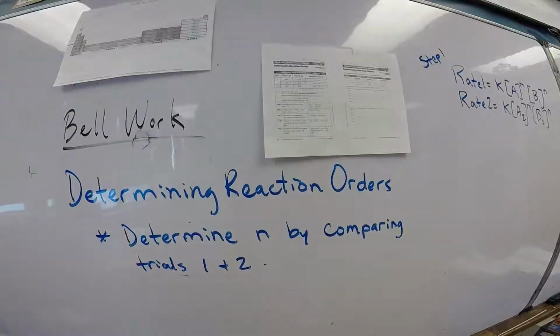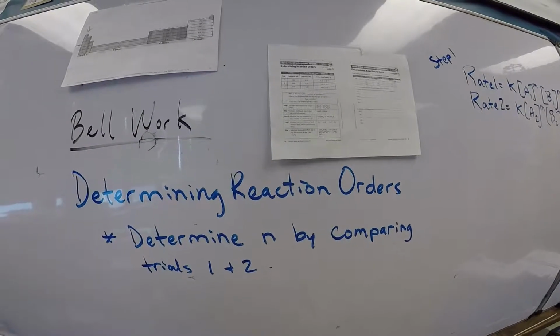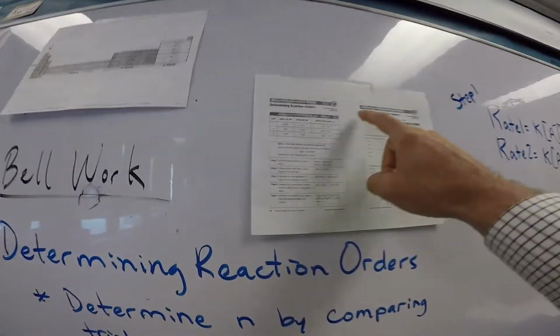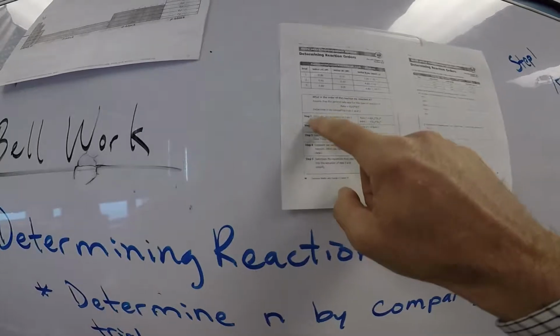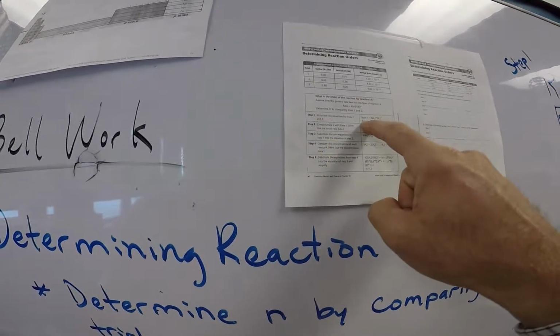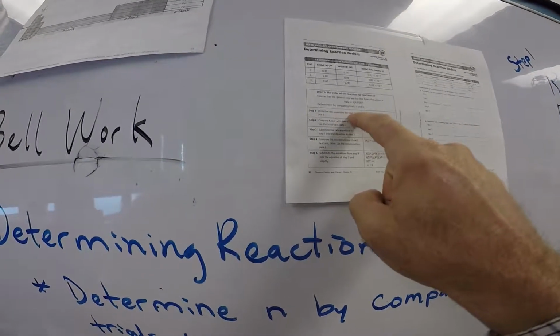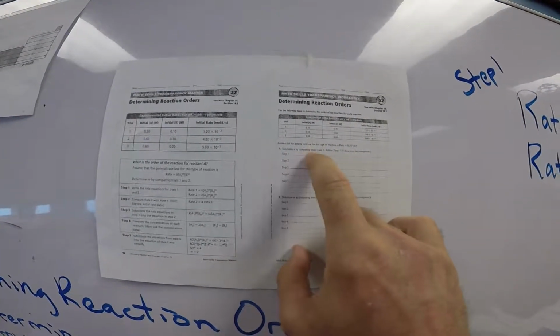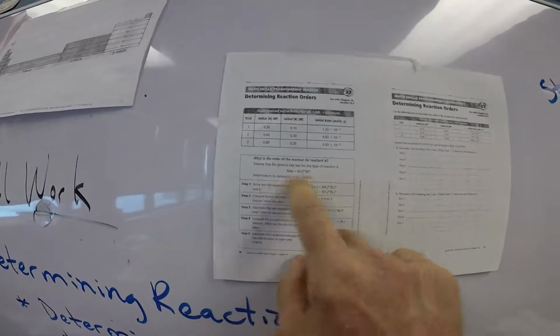Makes sense? Pretty simple. So as the bell work, we're going over your homework. We're determining the reaction orders. So we're following these 5 steps. Step 1 is to write the rate equations for trials 1 and trial 2. And that's what they want us to do. They say determine M by comparing trials 1 and trial 2, which is exactly what we're doing right here. So we're just following this pattern.